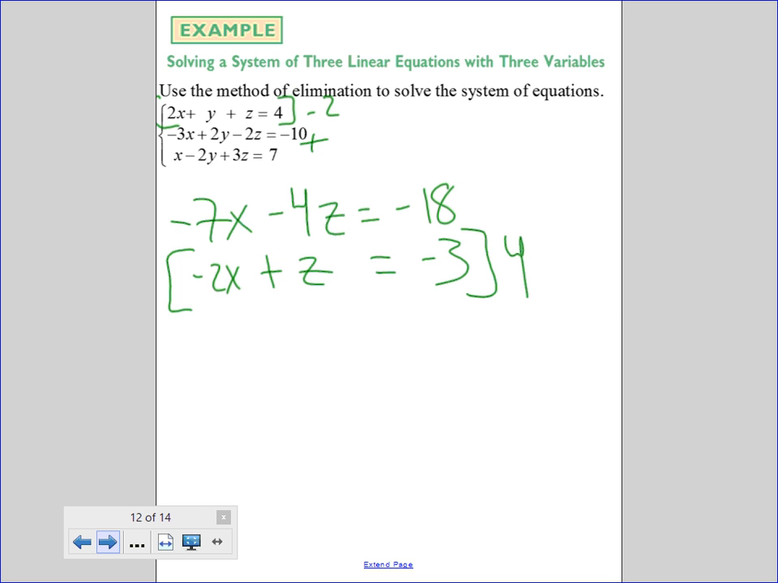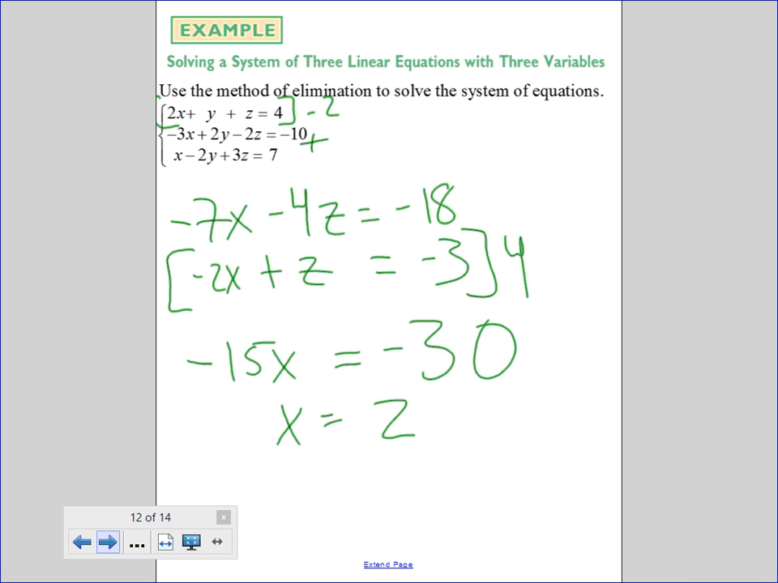We do 4 times negative 2x, that's negative 8x. So I'll get negative 15x, all right? And then 4z plus negative 4z, that goes away. 4 times negative 3 is negative 12. Negative 12 plus negative 18 gives us a negative 30. All right. And now I'll solve for x. So x is equal to 2. Right? If I divide both sides by negative 15, I'll get that x equals 2.